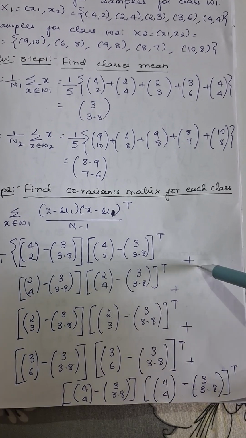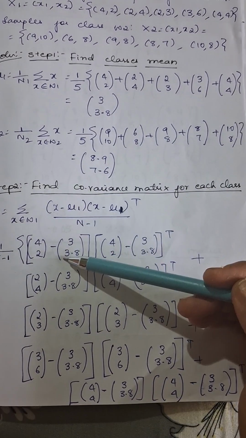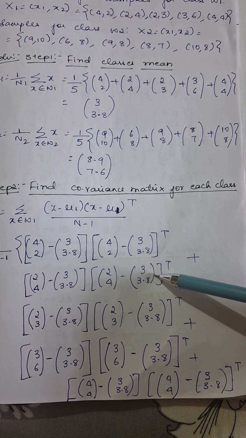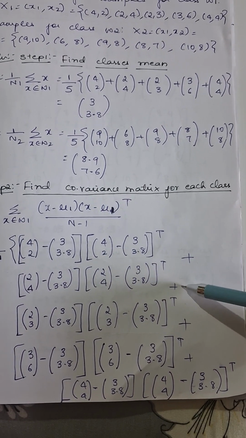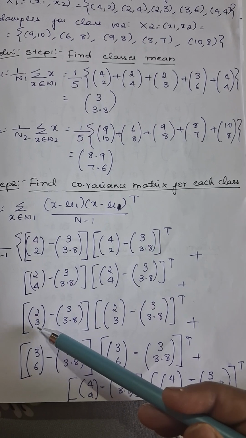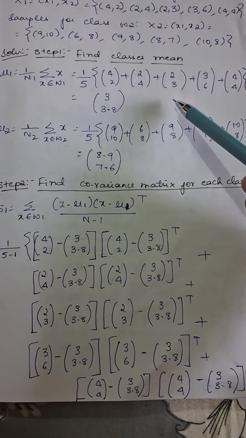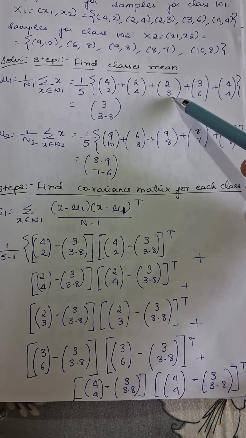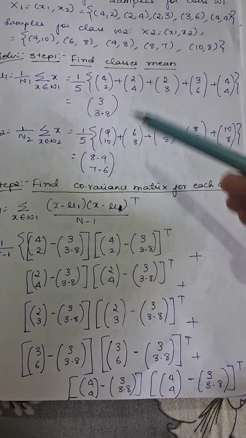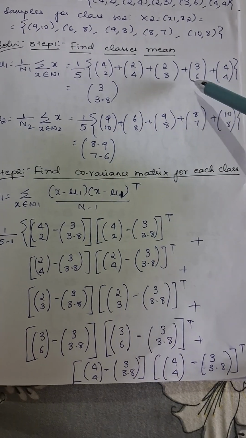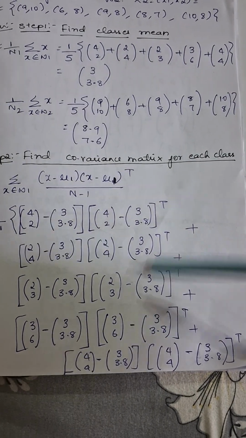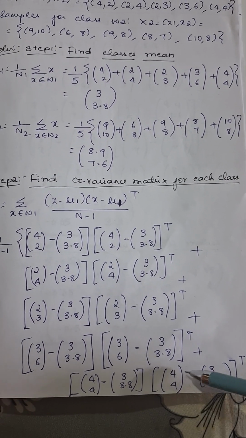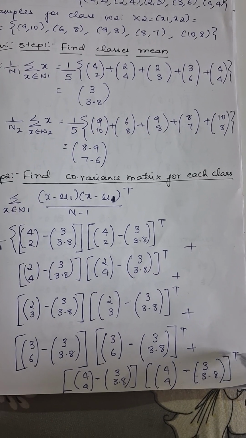Similarly, repeat and do the same for the second data point: (2, 4) minus (3, 3.8) into (2, 4) minus (3, 3.8) transpose. Plus again the third data point, (2, 3), minus (3, 3.8) into (2, 3) minus (3, 3.8) transpose, plus repeat for the fourth data point, then repeat for the fifth data point. The fifth data point is (4, 4) minus (3, 3.8) into (4, 4) minus (3, 3.8) transpose.